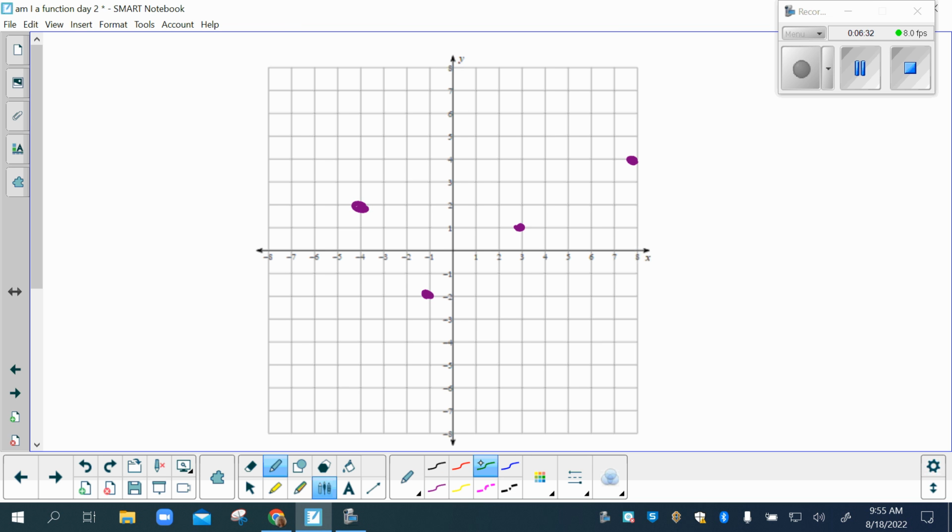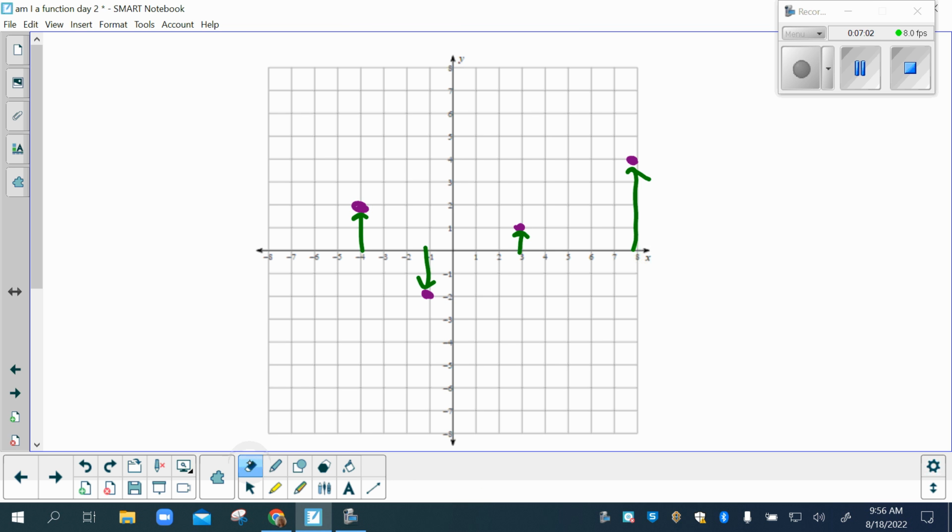It turns out if I go to the x guy, which is -4, he has only one friend. We want him to have only one friend. We want him to match with one guy, and he does. And if I went to -1, he matches up with just one guy. And if I go to 3, he matches up with one guy. And if I go to 8, he matches up with one guy. That is a function.